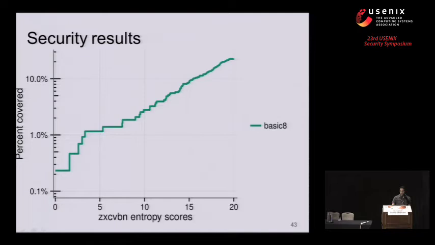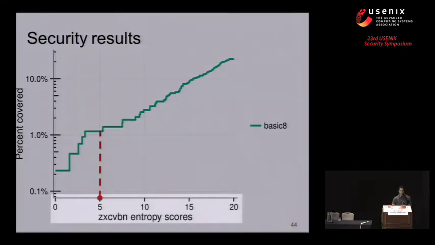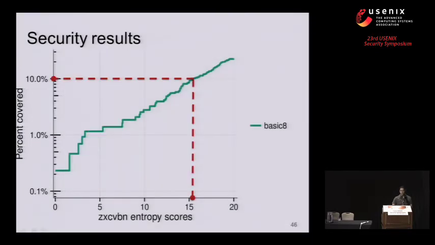So here's a graph showing the strength of the basic 8 condition under the ZXCVBN metric. This graph is an ECDF curve on entropy scores. So for a given entropy score on the x-axis, say 5 bits, the y-axis shows the percentage of passwords in the sample with a score equal to or lower than the given score. In this case, a little over 1% of passwords have an estimated entropy of 5 bits or less. And 10% of passwords in Basic 8 have an estimated entropy of 15.5 bits or less. The weakest password is the one with the lowest or minimum entropy, and you can find it in the lower left corner of the curve.